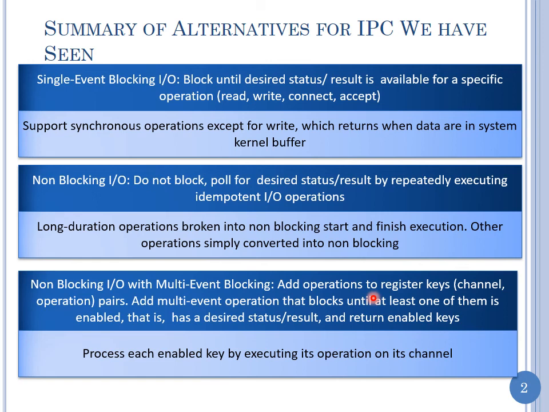Whenever the select call unblocked, we process each enabled key by executing its operation on its channel. In general, there can be multiple operations with each key. Here, I'm assuming there's only one operation. So you can just go and execute the operations that are enabled whenever you get back a key.